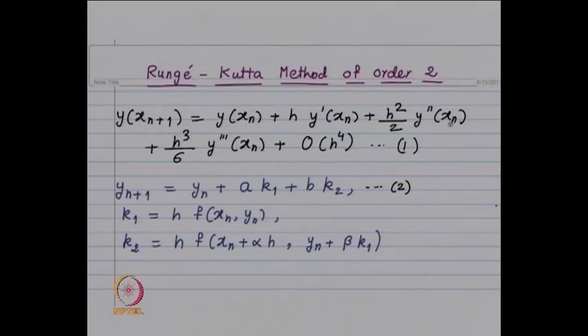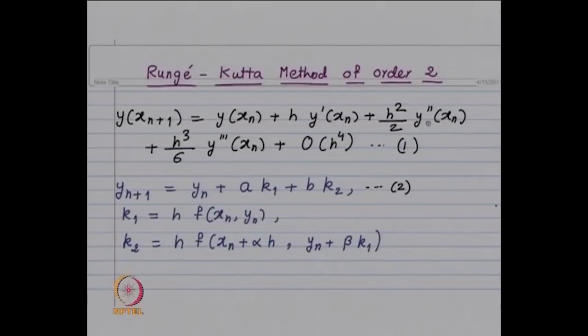Suppose I truncate this series by keeping the first three terms, then we are going to have the local discretization error to be of the order of h cube. The formula which you obtain involves the function f and its partial derivatives with respect to x and with respect to y. What we want to do is get a formula which involves only function f and not its partial derivative.